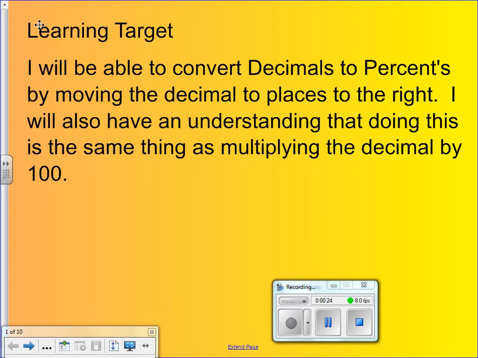So at the end of today's lesson, or at the end of this first part of the video, you should be able to say, I will be able to convert decimals to percents by moving the decimal two places to the right. I will also have an understanding that doing this is the same thing as multiplying the decimal by 100.